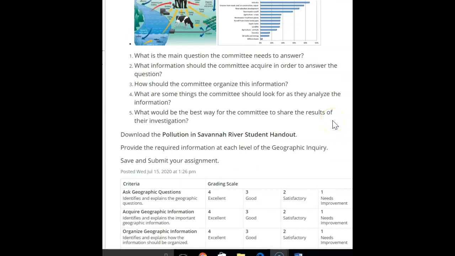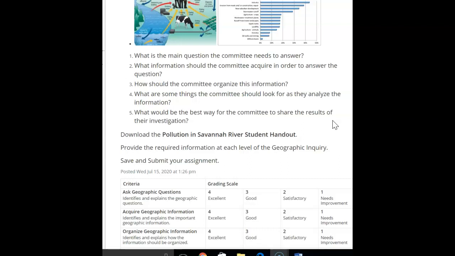What is the main question the committee needs to answer? What information should the committee acquire in order to answer the question? So what's going to help them find the answer to the question that you've posed? How should the committee organize their information? Now that they've collected all of this information, how are they going to organize it?